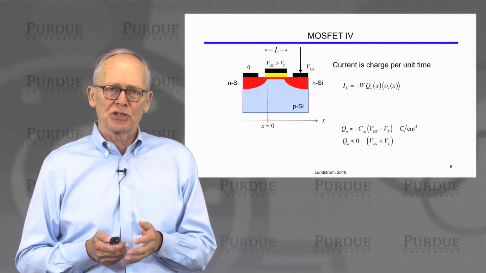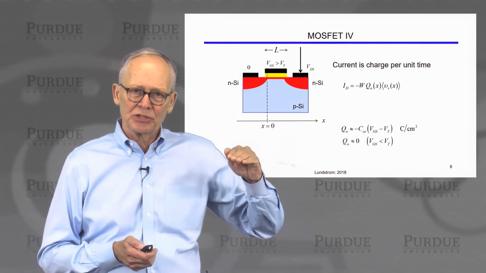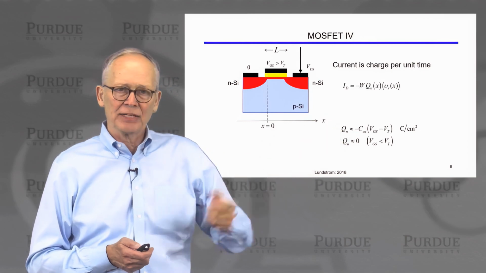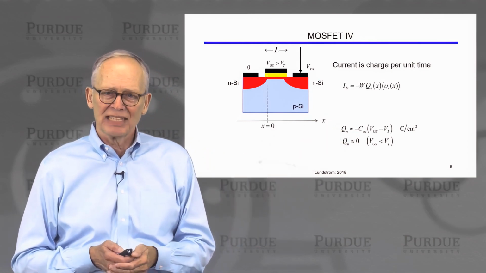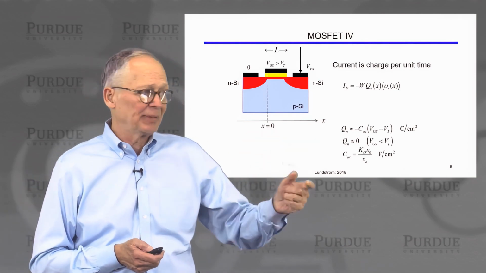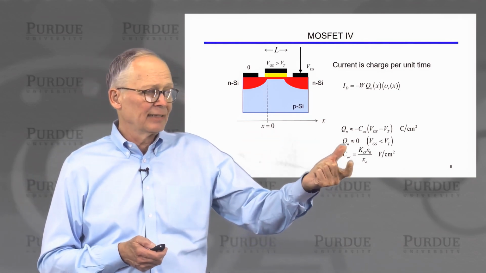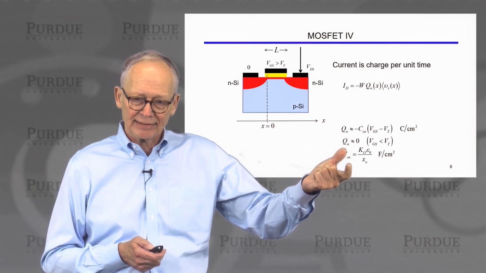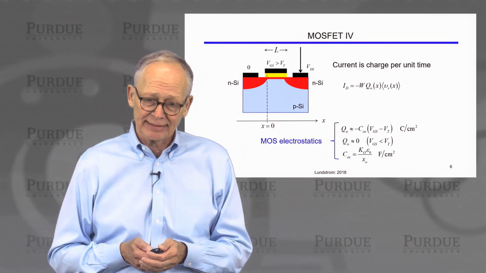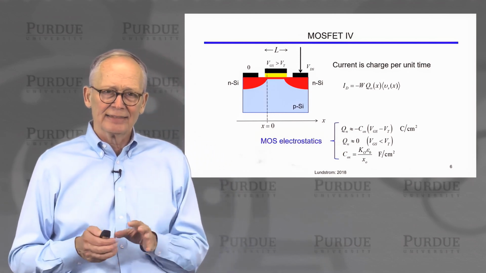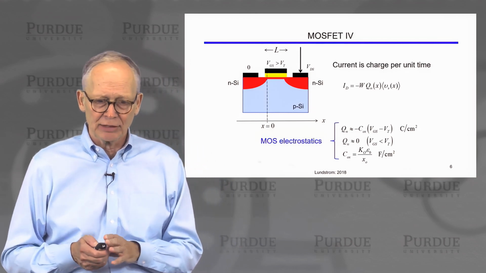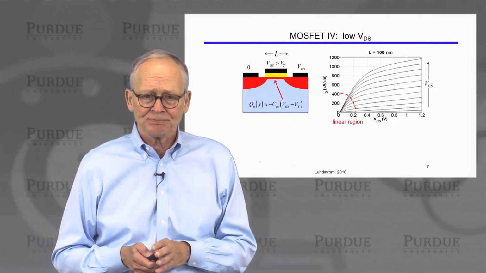We're going to assume that the charge is 0 if the gate voltage is below threshold. The charge is Cox Vg minus Vt above threshold, and it's got a negative sign because it's electrons. And this oxide capacitance is just the relative dielectric constant of the oxide times epsilon naught divided by the thickness of the oxide. So this is some MOS electrostatics that we will talk about in much more detail in the next unit.